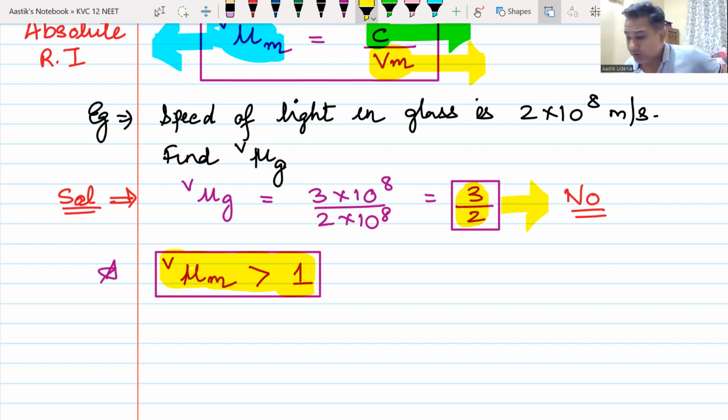This was absolute refractive index. This is refractive index of medium with respect to air. But we can also find the refractive index of one medium with respect to the other medium. That in some cases is also known as relative refractive index.